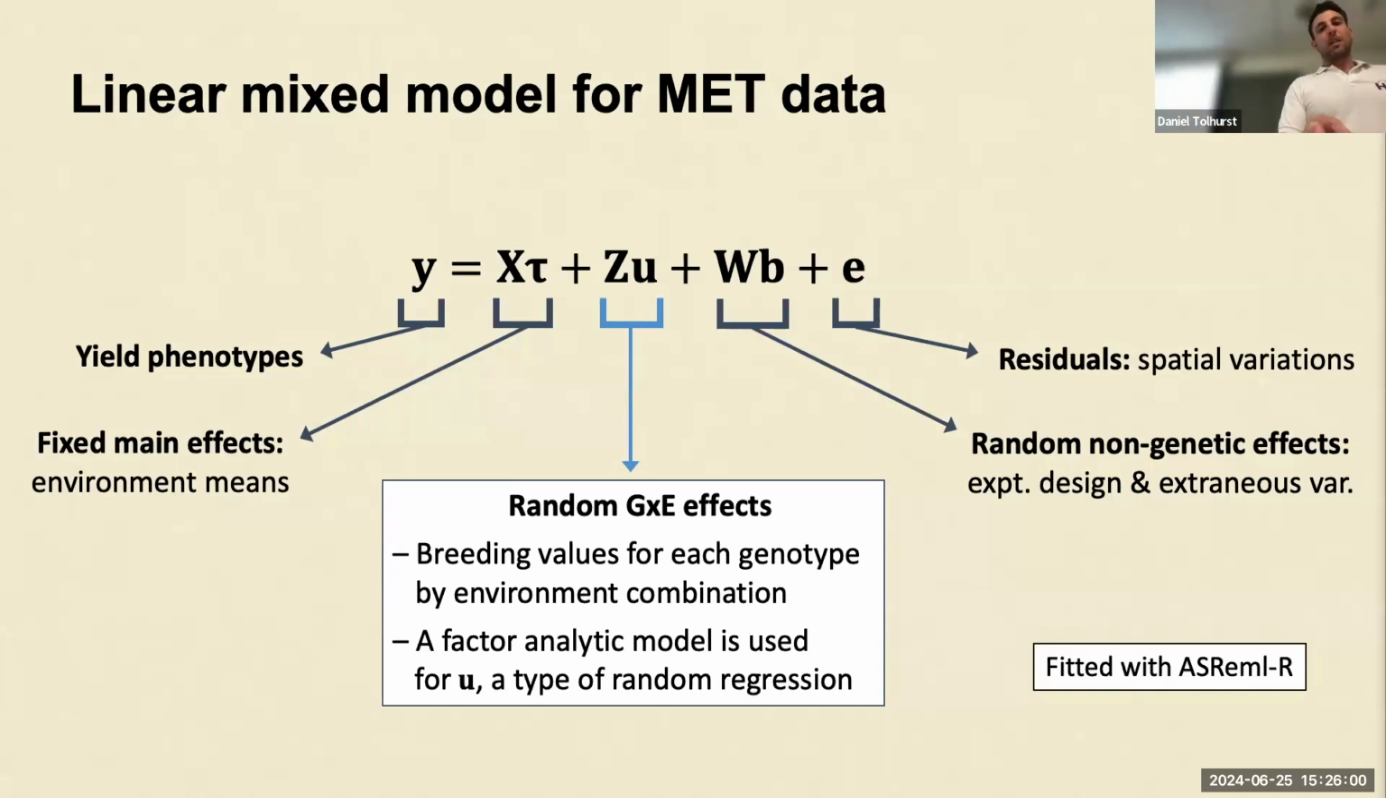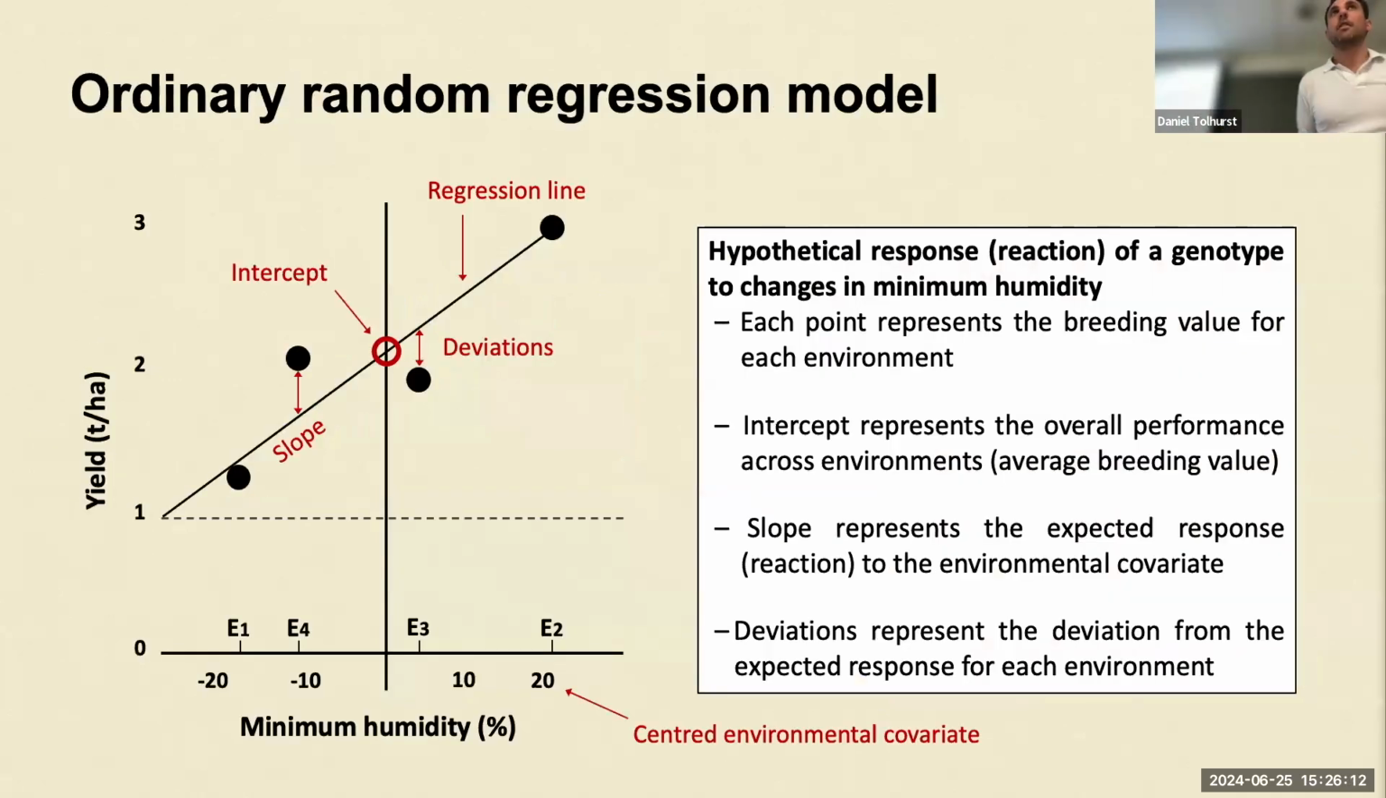And what we fit to this particular vector is a factor analytic model, and that's a special type of random regression. So I'll just go through what that looks like. If we think about an ordinary random regression, and hopefully I've done my picture right, we've got our y-axis down the middle, because I've assumed that I've got an environmental covariate that's been centered. So I've got minuses and positives, so that what we then have is the intercept on the y-axis, and that's going to represent the average performance of that genotype in an average environment.